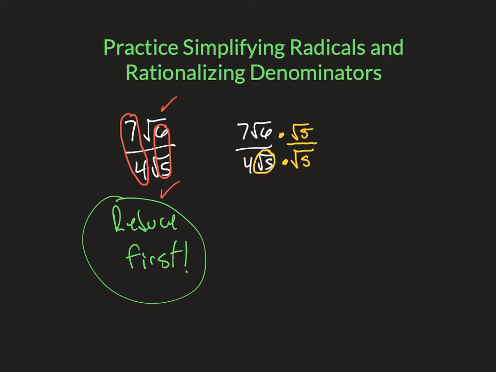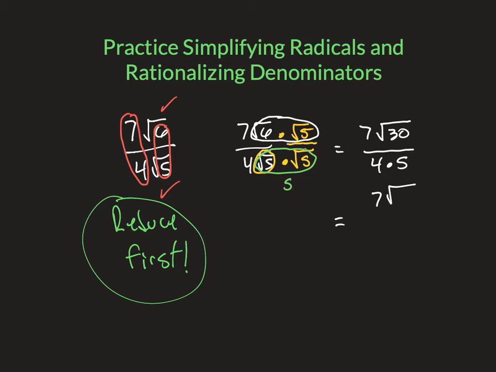Now when you multiply the denominators, these two square roots of 5 turn into a 5. And on top, we're going to get square root of 6 times square root of 5, which is square root of 30. So in all, the 7 is still there. We haven't reduced or multiplied that yet, but we have multiplied square root of 6 and square root of 5 to get square root of 30. And then in the denominator, we have 4 times 5. Finally, I'm going to go ahead and multiply the 4 times 5 and get 20.